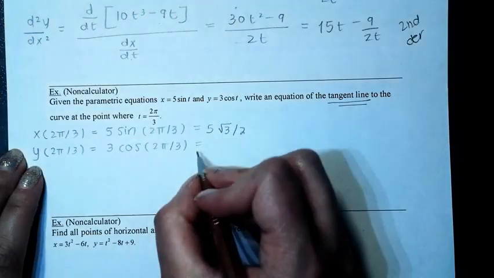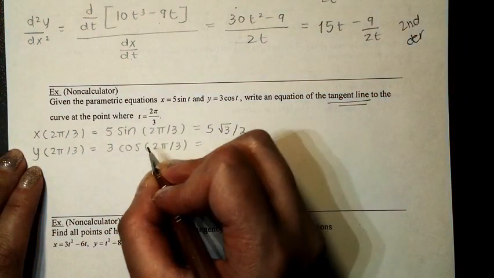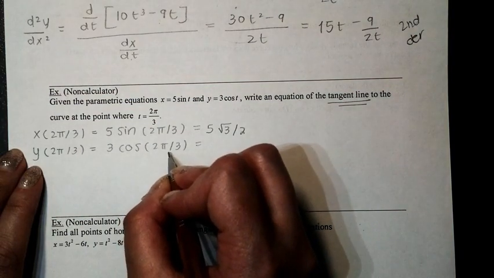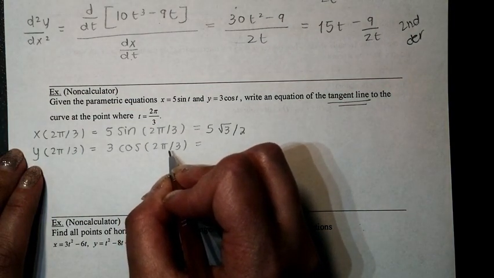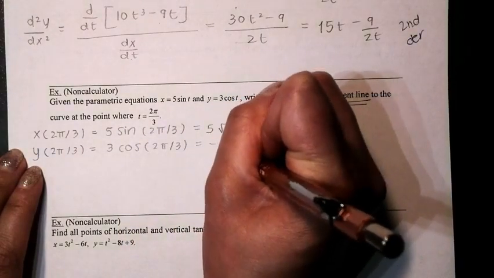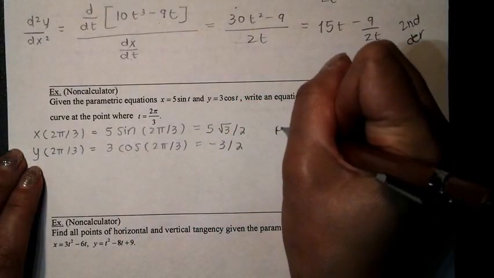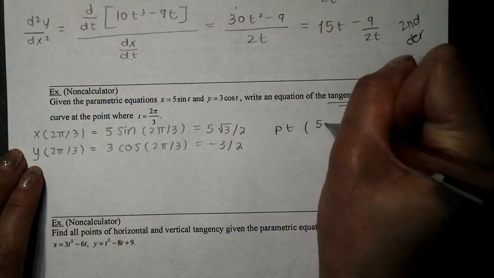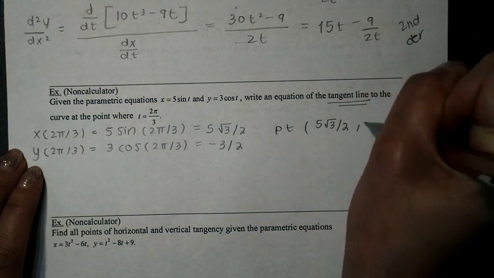What is cosine of 2 pi over 3? You know that cosine of 2 pi over 3 is negative 1/2, so you have negative 3/2. So your point is going to be this one. So we're halfway done here.